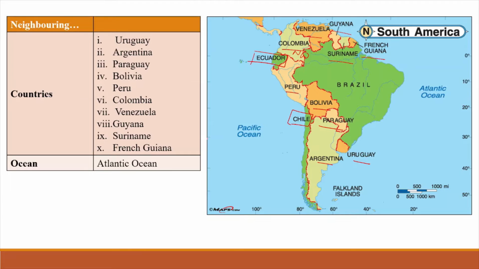To see the oceans, Brazil is neighbored with the Atlantic Ocean, its coast of Atlantic Ocean. Not Pacific, because Brazil's borders are till. So on the west, north, and south, we have inland borders with countries, and on the east of Brazil, there is the ocean, that is the Atlantic Ocean. Alright, this is the location of Brazil.